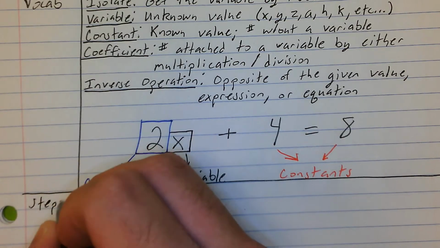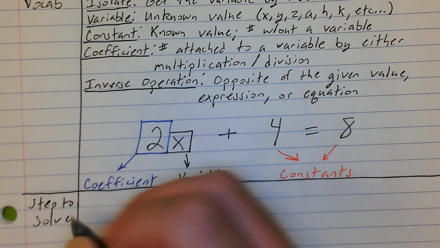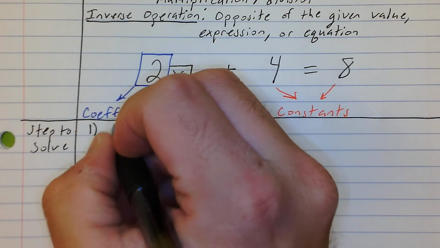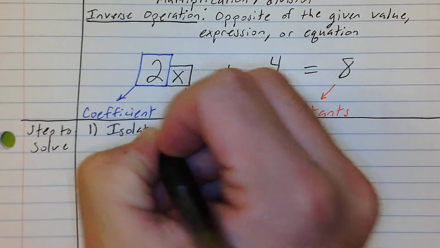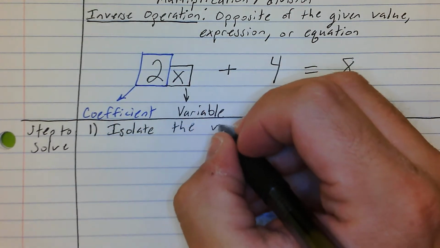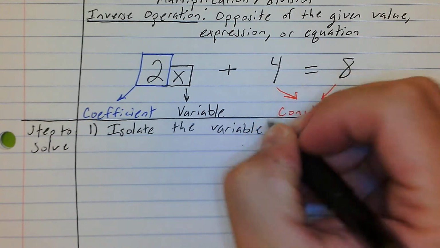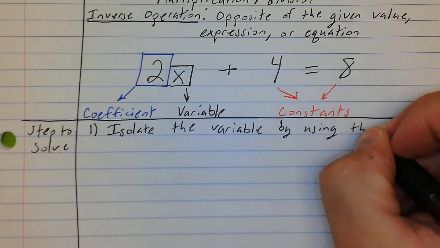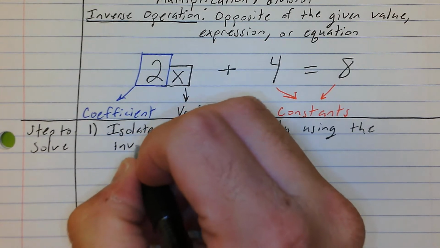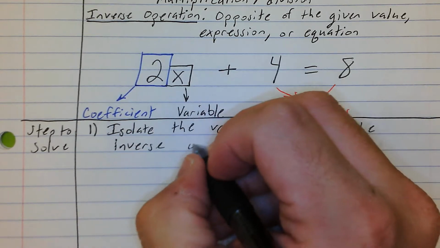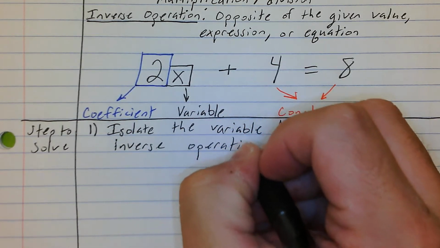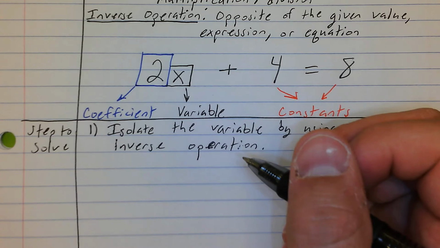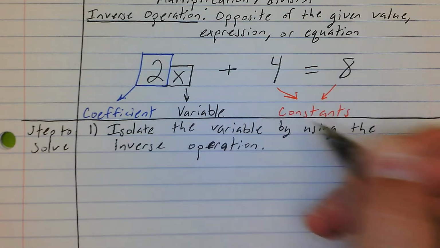Okay, next thing we're going to do is talk about the steps to solve. Well, the reason they're called one-step equations is because guess what? There's only one step. And that step is to isolate the variable by using the inverse operation. Isolate the variable by using the inverse operation.